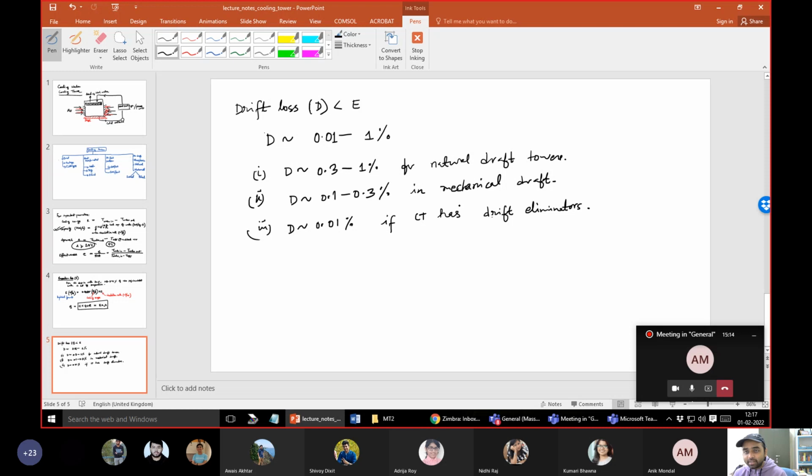So if you use drift eliminators, the drift loss can be significantly reduced, but please note that these come with an additional cost, right?